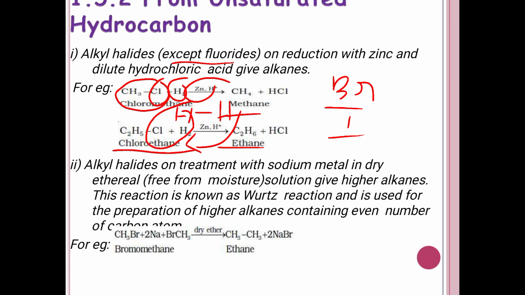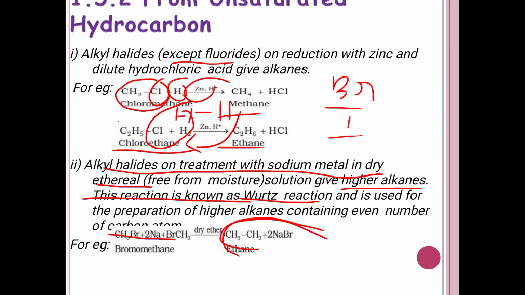And another reaction is alkyl halides are reacted with sodium metal to also get alkanes. And this reaction is known as Wurtz reaction. That is, alkyl halides on treatment with sodium metal in dry ether solution give higher alkanes. This reaction is known as Wurtz reaction and is used for the preparation of higher alkanes.